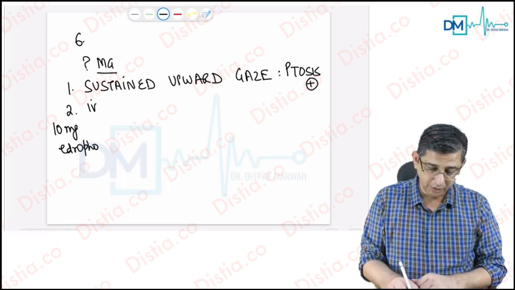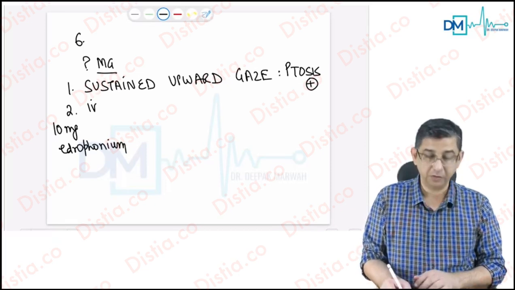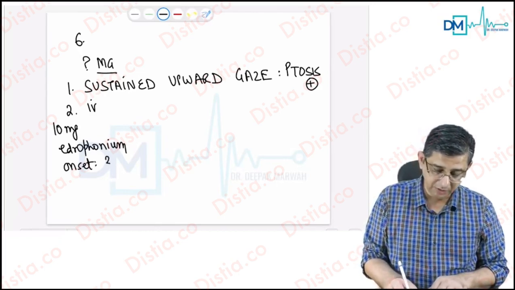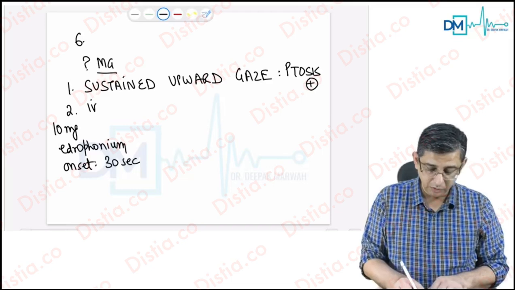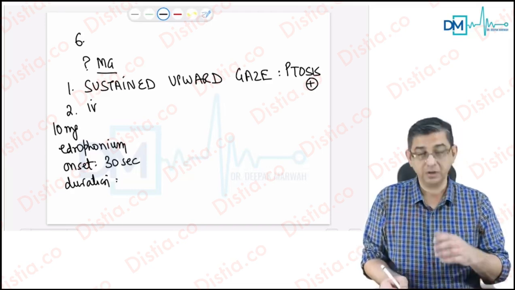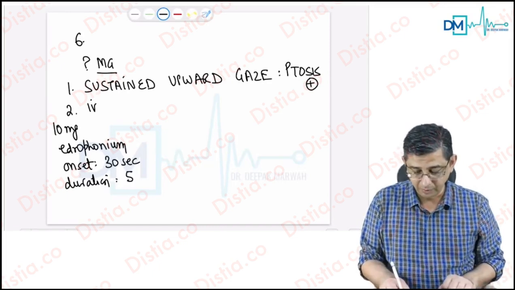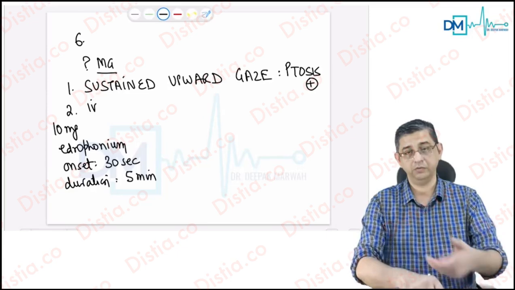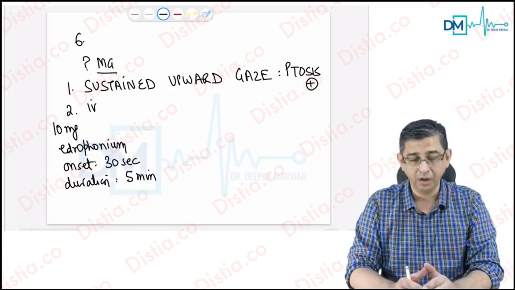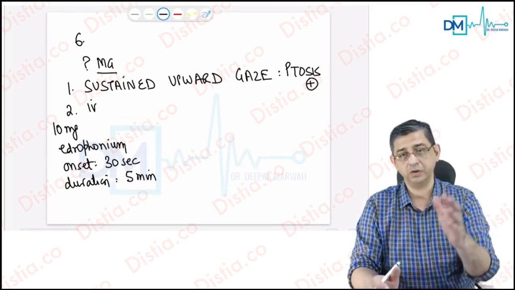This molecule is a short-acting anticholinesterase agent. If you give this injection intravenously, the onset of action will be after 30 seconds, and the duration of action of this drug is about 5 minutes. So I would put it like this: if you give this injection, it starts working at 30 seconds, and the peak effect of the drug will start coming, and beyond 5 minutes, the effect of the drug will start waning off.